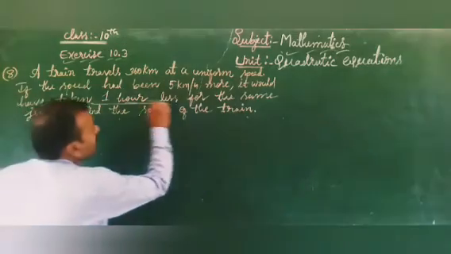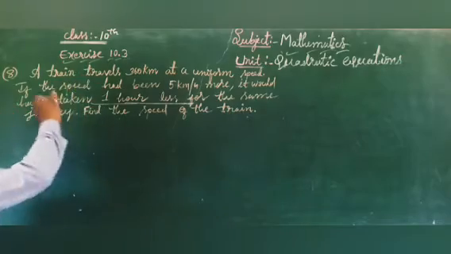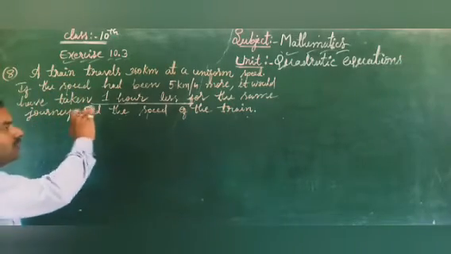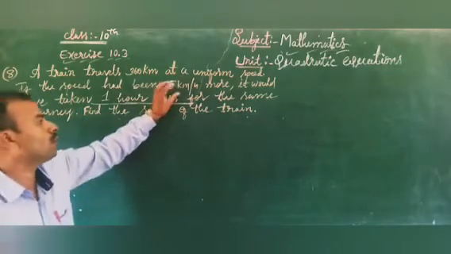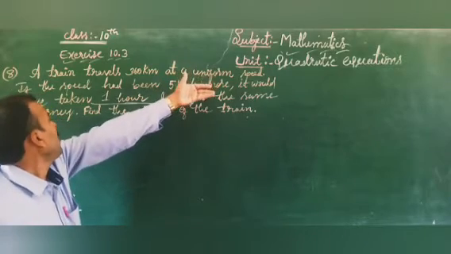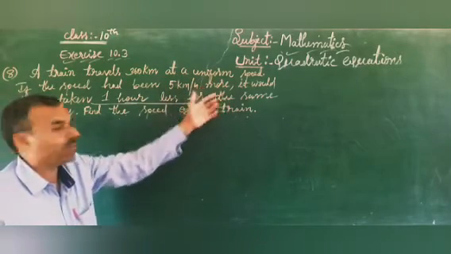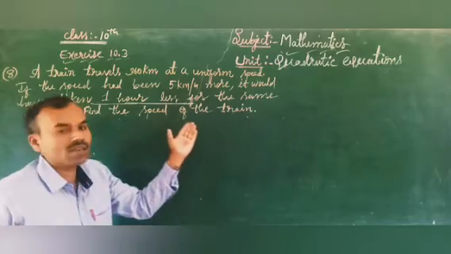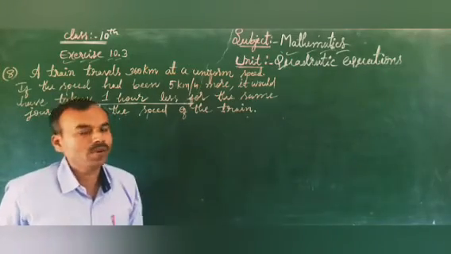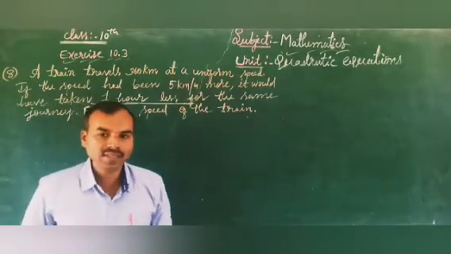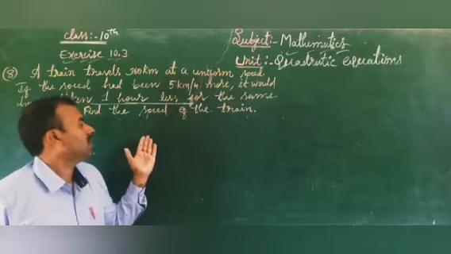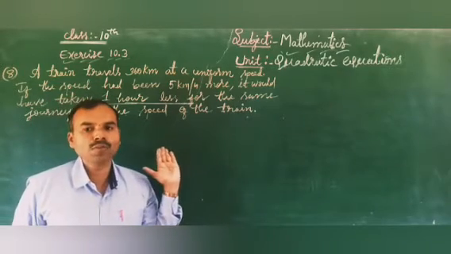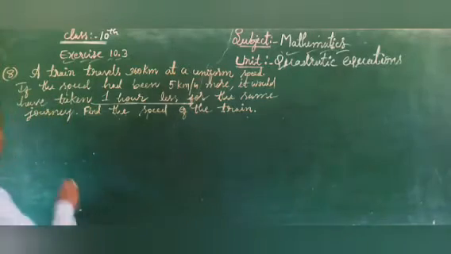It would have taken 1 hour less for the same journey if the speed is 5 km more. Find the speed of the train. Okay, we don't know the speed. Let us consider the speed to be x km per hour.